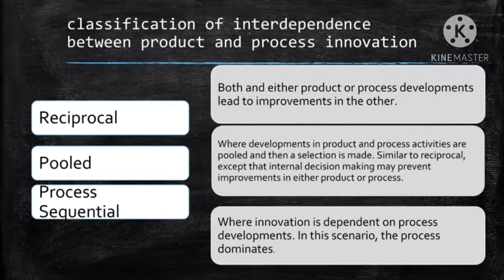Ito naman, the next is process sequential where the innovation is dependent on process development. In this scenario, the process dominates. Ito naman yung mga paggawa, yung mga nagdo-dominate, like yung halimbawa yung sa linya. Kung may imagine nyo yung sa mga paggawaan, factory line, like may mga taga sa food, yan sa tinapay, bukod yung mga nag-ooperate do sa machine ng harina, then do sa packaging, bukod yun. Ganun yun dito naman yung sa may process.